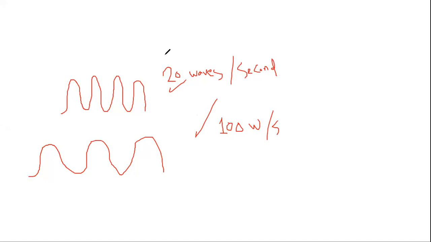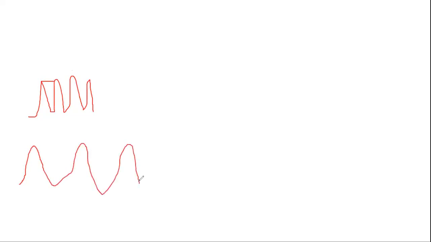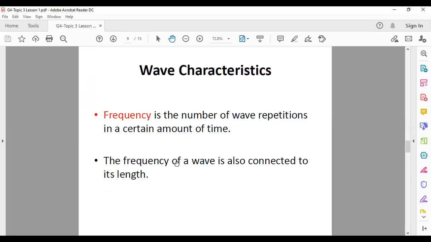Okay, what is the relationship between the frequency and the wavelength? Waves with high frequency are shorter, okay? But if we have waves with low frequency here, like this, you can see that it is longer. So waves with high frequency are shorter. They have a short wavelength. Waves with low frequency have a longer wavelength. The frequency of a wave is also connected to its length.